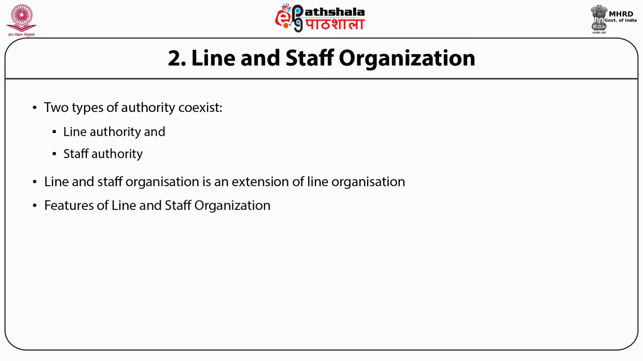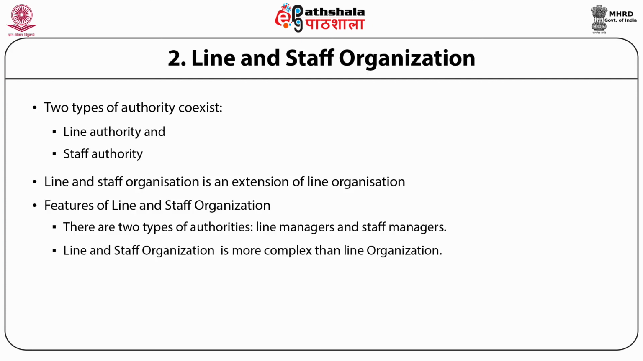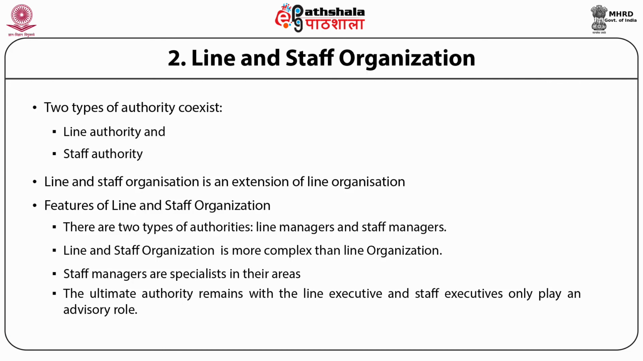Features of line and staff organization. There are two types of authorities: line authority and staff authority. Second, line and staff organization is more complex than line organization. Third, staff managers are specialists in their areas and thus efficiency can be achieved. Fourth, the ultimate authority remains with the line executive and staff specialists play only the advisory role. Fifth, it is suitable for medium to large organizations.